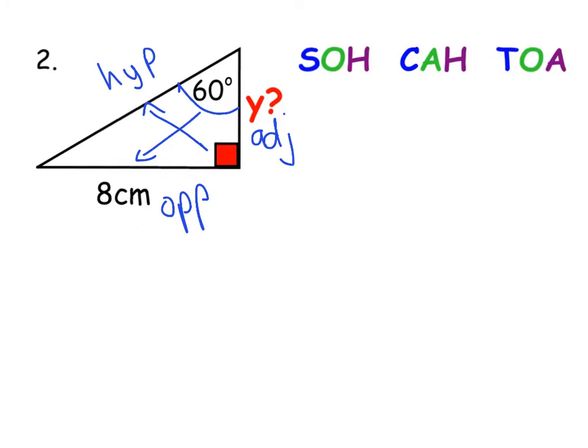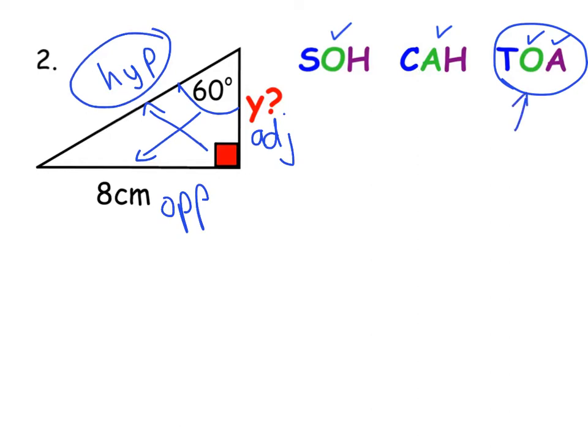So we tick what we want, adjacent. We tick what we know, the opposite, so we tick O for opposite. So this time we're going to be using the TOA formula. Now I mentioned when I was labelling it, there's nothing beside the hype. Which formula doesn't have H in it at all? TOA. So some of you might look at it that way as well.